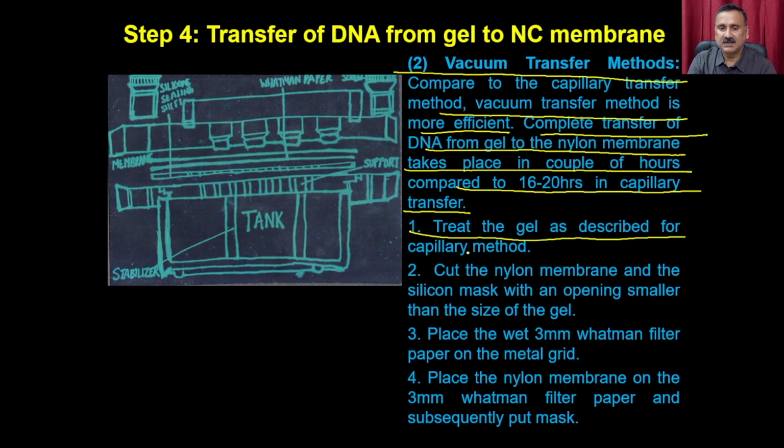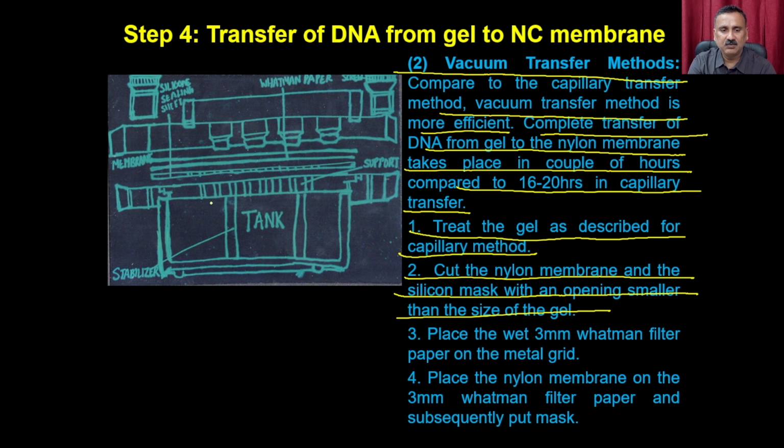Capillary transfer is also very slow, so it sometimes causes diffusion of the bands, and you get lower resolution of the bands on the nitrocellulose membrane. Apart from that, since it takes a very long time, sometimes there will be degradation of the cut fragments as well. So, treat the gel as described for the capillary method, and then you cut the nylon membrane and the silicone mask with an opening smaller than the size of the gel.